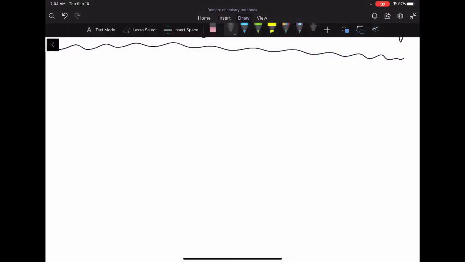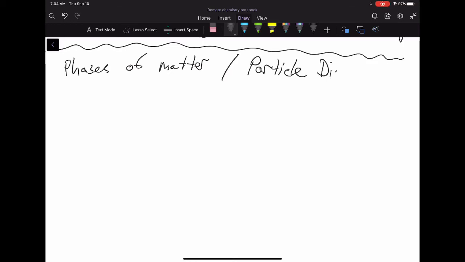All right, let's transition a little bit here, and we're going to talk about the phases of matter. So we just finished talking about classification of matter. Now we're going to talk about phases of matter, and then we're also going to talk a little bit about particle diagrams. These kind of go hand in hand. So the phases of matter, as you may already know, are solid, liquid, and gas. There's also plasma, but we're not going to get into that in this class.